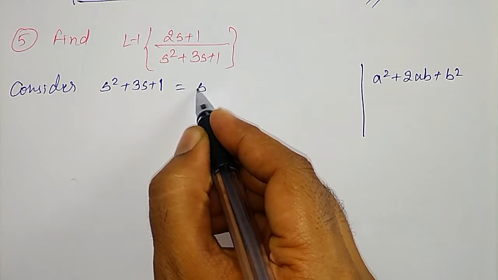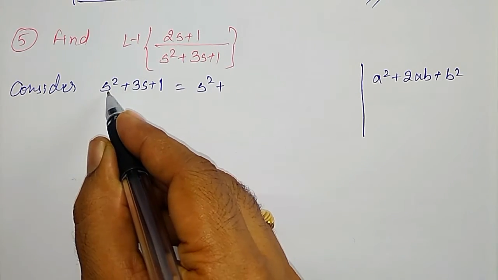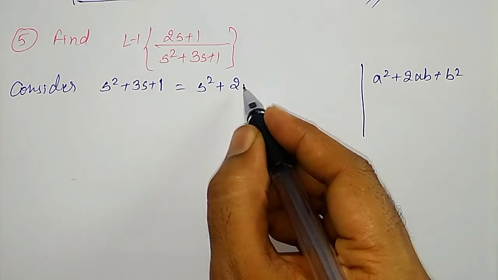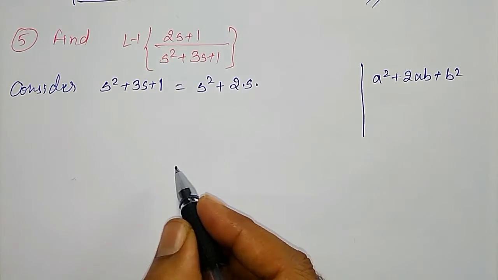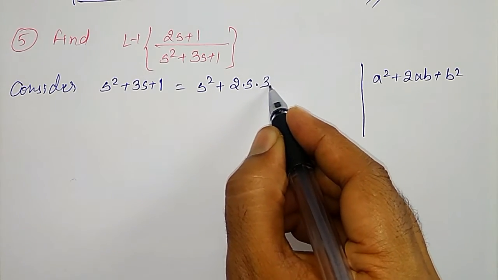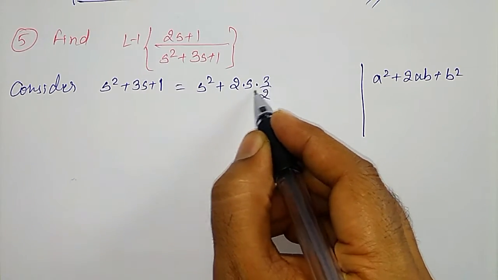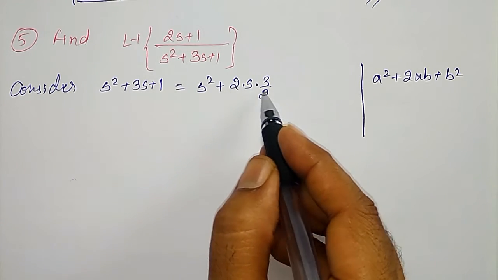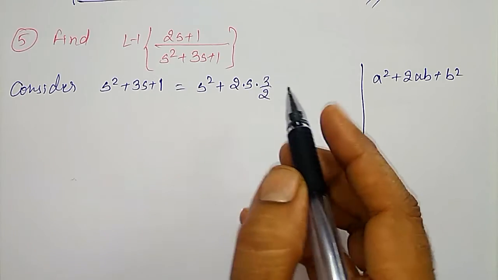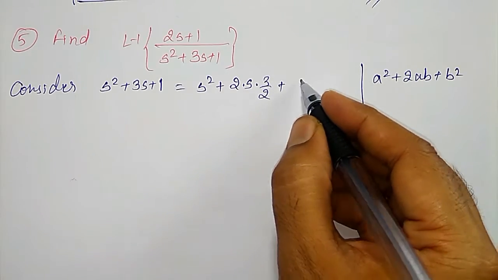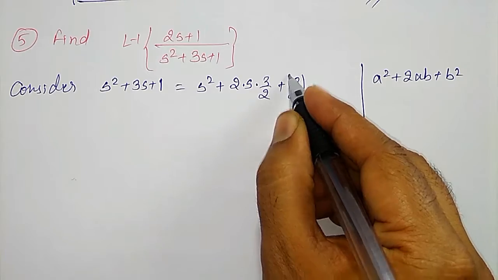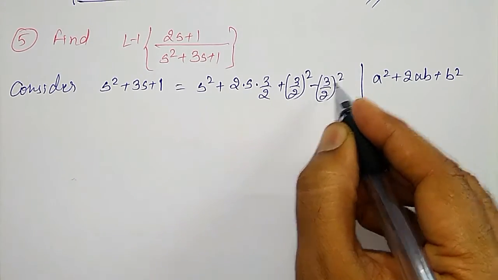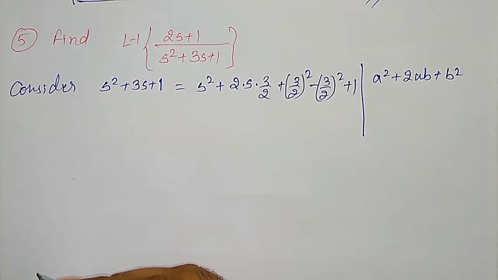But here s square plus s, a is my s. Therefore 2 into a is s. B is nothing but 3 by 2, I will take. 2 cancels, 3s will remain as it is. That's why I have to multiply and divide by 2. This is 2, this is my b now. That's why, to get b square, 3 divided by 2 the whole square I will add and subtract, and plus 1 will remain as it is.